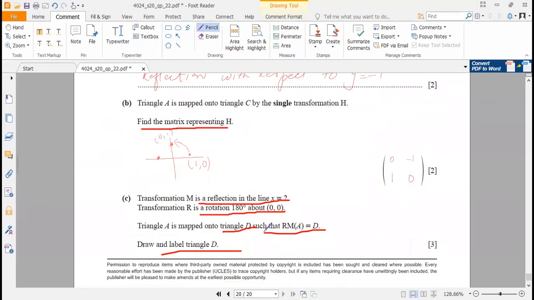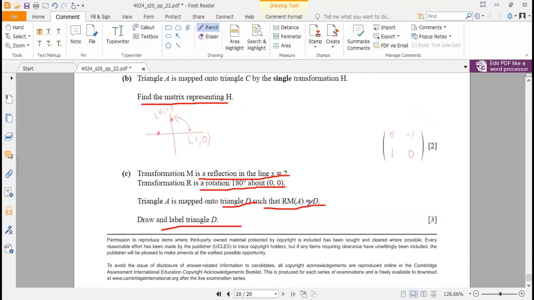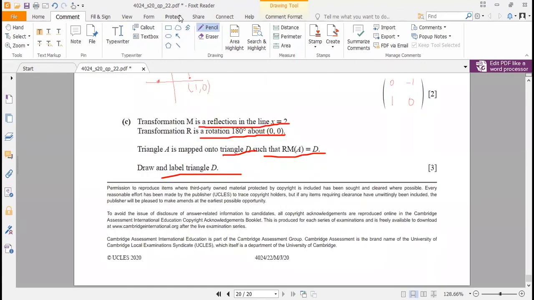The second transformation is a rotation of 180 degrees about 0, 0, the origin. If we rotate this triangle by 180 degrees, these points will be this one and this one. This will be the triangle D. We can label it triangle D. So this is the end of our paper. I hope it will be useful for you guys.